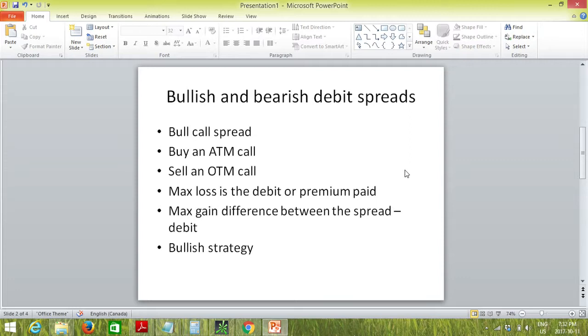Okay, so with a bull call spread, essentially you're buying an at the money call, selling an out of the money call. Right, so your max loss is going to be the premium paid, or the debit paid, for that spread. So keep in mind you're buying the call, and then you're selling that out of the money call to sort of cut down on what your debit is. Okay, that's the nice thing about a spread.